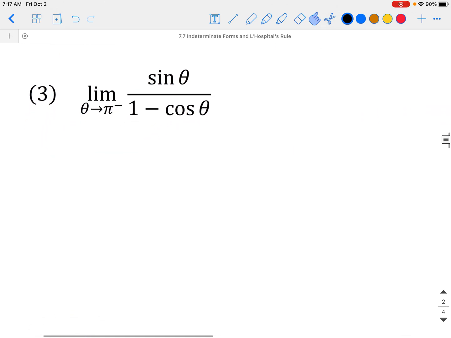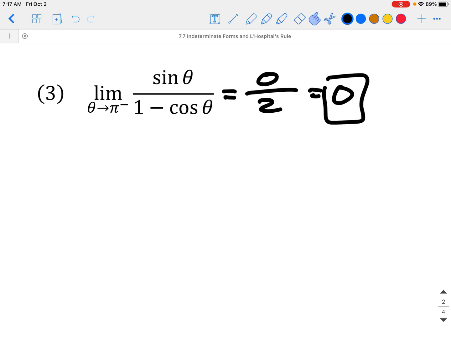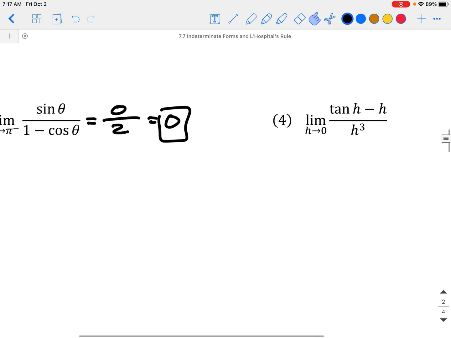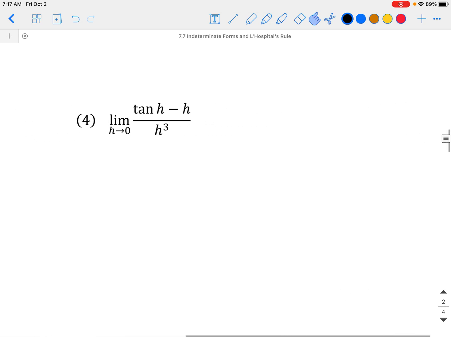Now let's go ahead and take a look at number 3. For number 3, we've got pi from the left, so we've got 0, and then 1 minus pi from the left is going to be -1, so 1 minus -1 is 2, so this limit's just 0. So again, you always want to check that indeterminate form before you start differentiating stuff, so clearly this is just going to be 0.